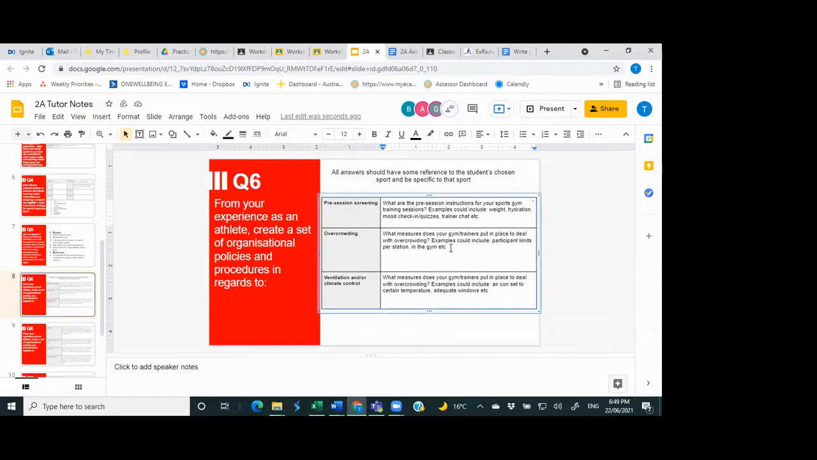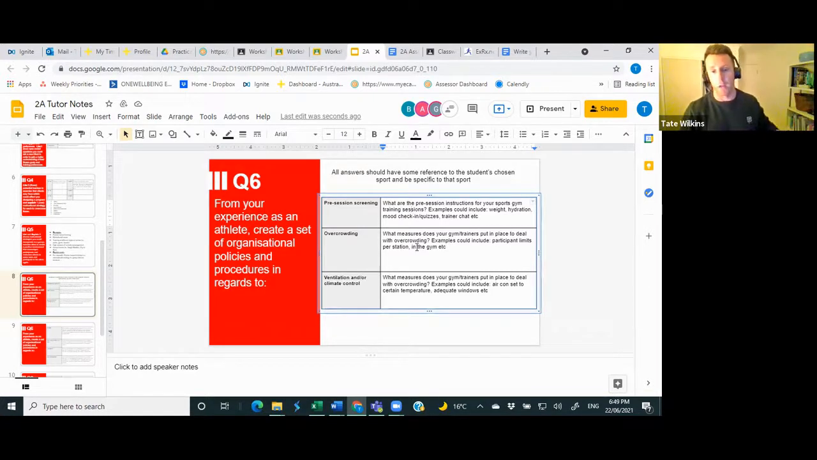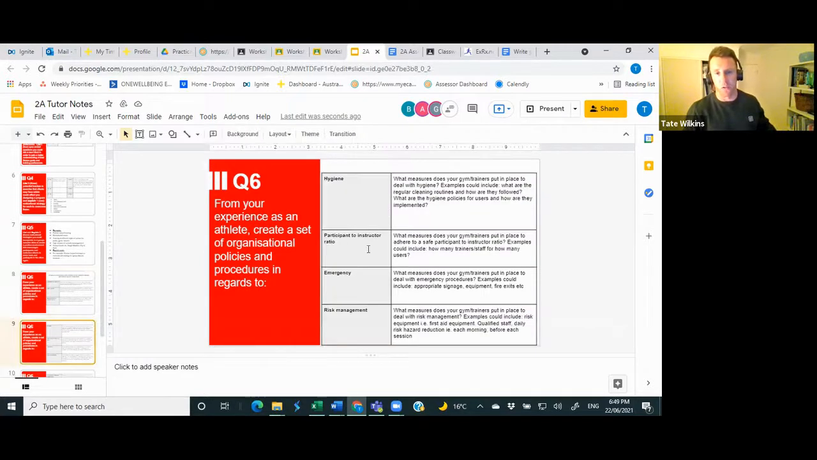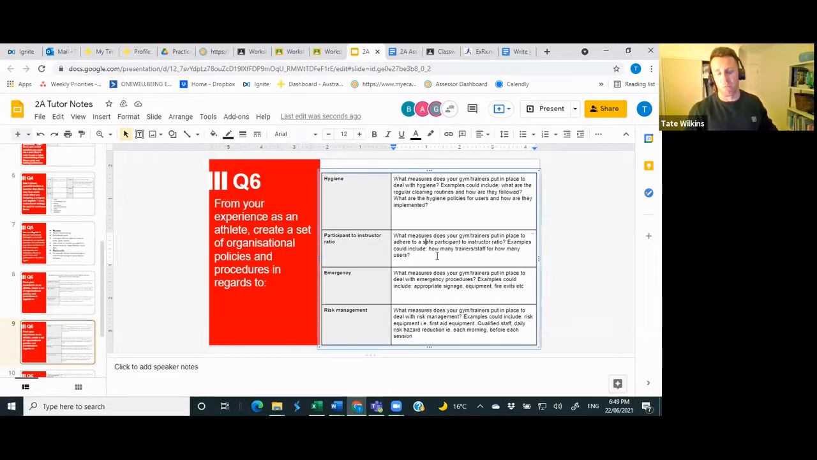Some of these though, like overcrowding, ventilation, like even the next page I've got down is the participant to instructor ratio. They might not follow that briefly, but just make it up a little bit. For example, you might train with your top 30 squad, 30 people, you might always have 6 staff in there. So just write down at the South Sydney gym, we have a 30-to-6 ratio. For every 30 players, there's 6 staff.